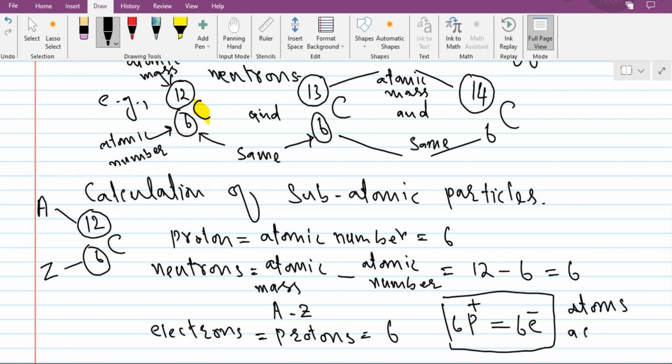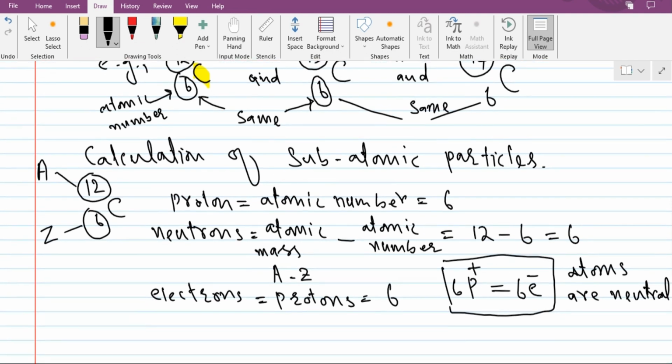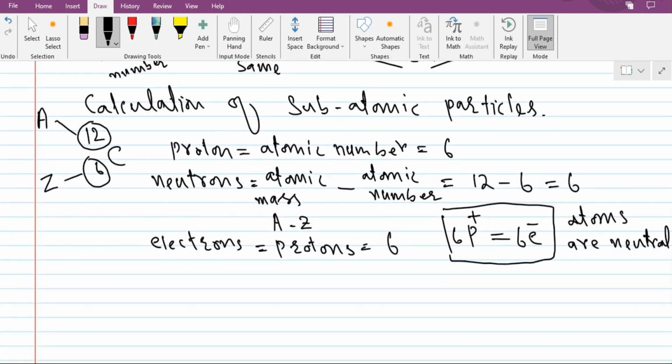Atoms are neutral. Why? You must learn how to explain this. I'm repeating it again: the protons and the electrons are the same in number, but they have opposite charge, that is why they cancel out the effect of each other and the atom is neutral.